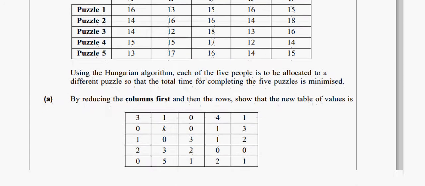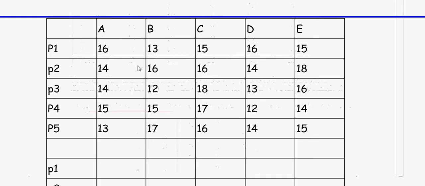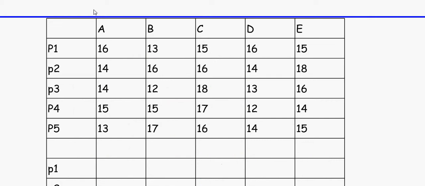So the first question is, by reducing the columns first and then the rows, show that the new table of values is like this. First of all, in Edexcel, I know in the book, sometimes it starts with the rows. In AQA, I think that's the same thing as well. But this time it's asking us to reduce the columns first. You've got to be careful that you've read that. So let's go and reduce the columns first. This is exactly the same table over here. It's just that I've redone it for you. So let's have a look. We are going to reduce the columns first.